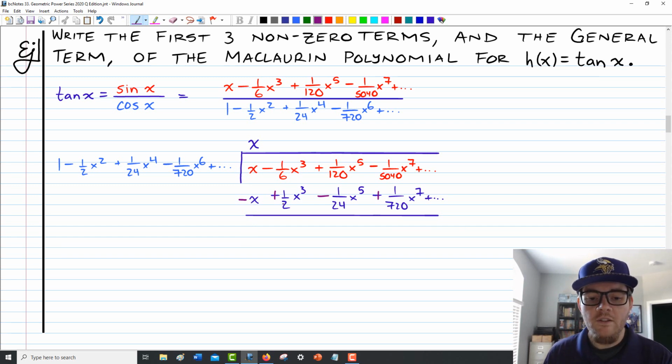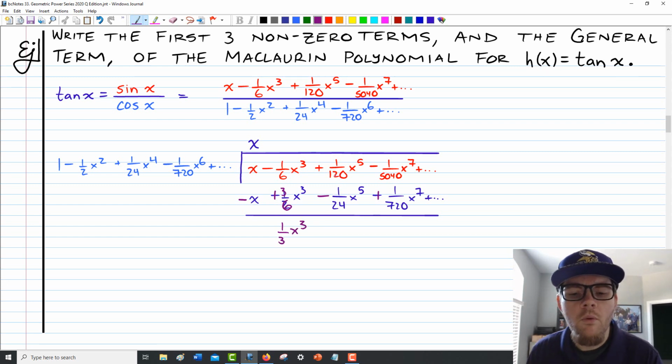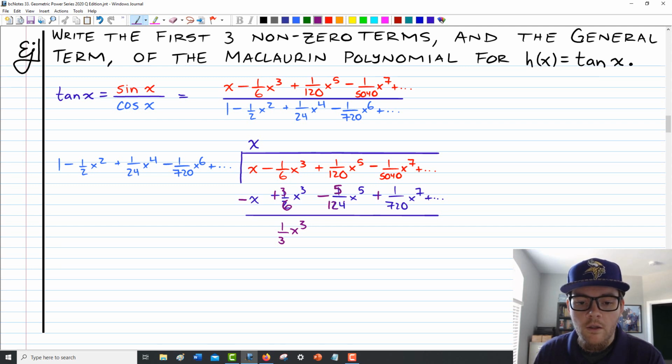Now we have minus 1/6 plus 1/2. It's the same thing as 1/6 plus 3/6, which gives us positive 2/6 or 1/3 x to the third. On the next one, this can be a little bit tougher, but remember 1 over 120 is 1 over 5 factorial, and this is 4 factorial. So we can rewrite that as 5 over 120. That's going to give you minus 4 over 120, or minus 1/30 of x to the fifth.